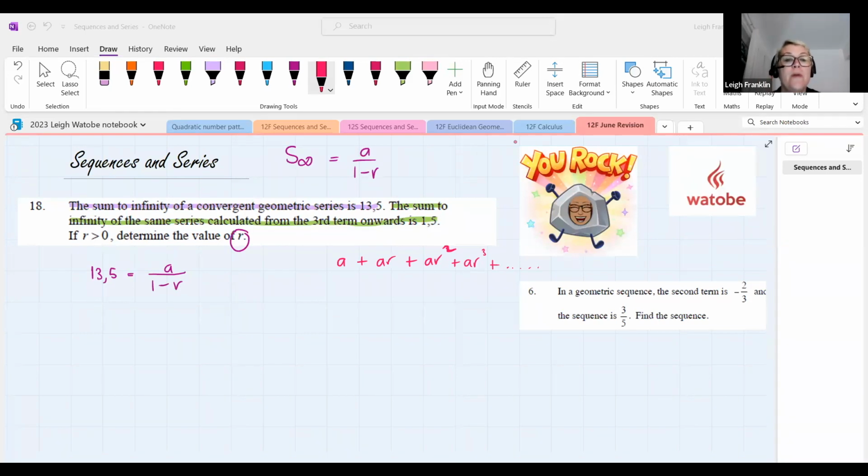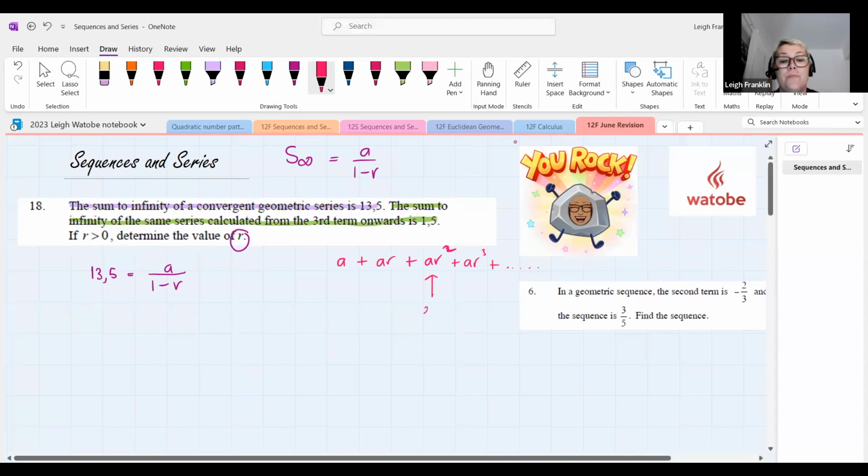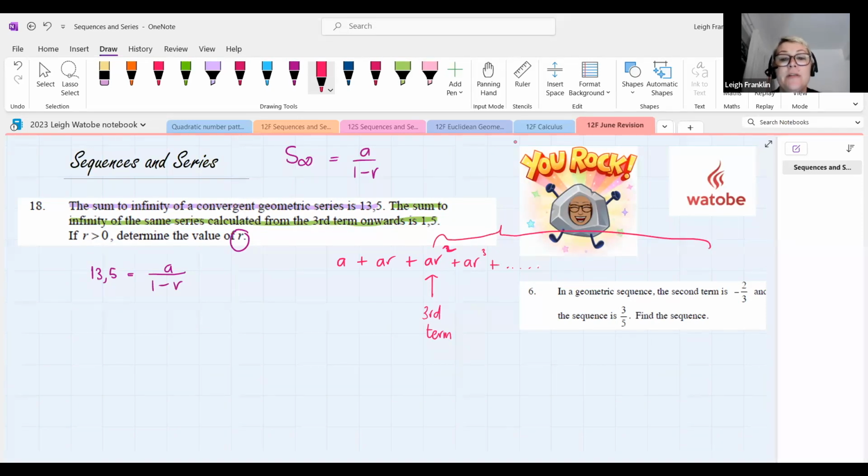Right. So they are telling us the sum to infinity of the same series calculated from the third term onwards. So here is the third term. So from this point onwards to infinity, the sum of that is 1,5. What does that mean based on the information that we've already got?